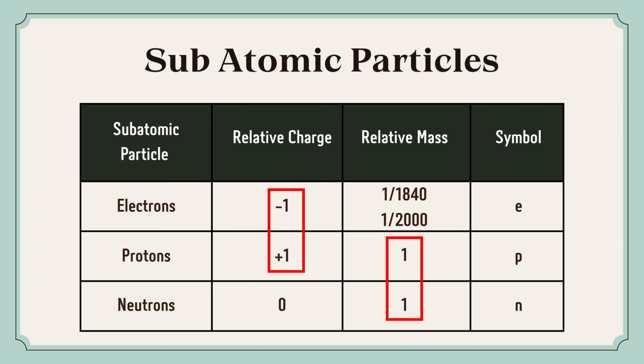Secondly, either 1 by 1840 or 1 by 2000 is acceptable for electrons' mass. Write this table on flashcards or sticky notes and revise it regularly. It appears as a theory question every 3 to 4 years.